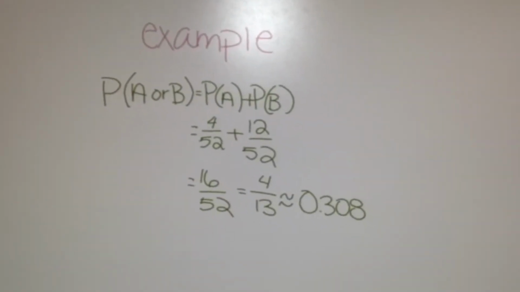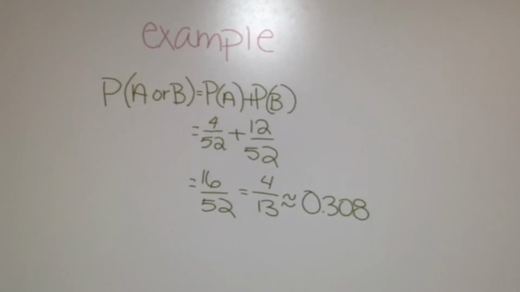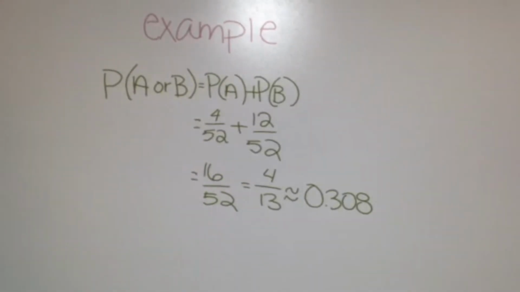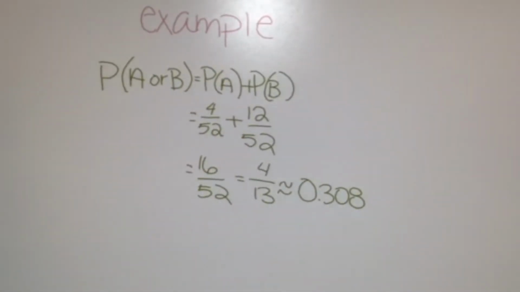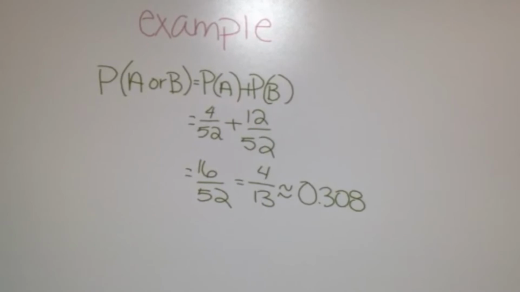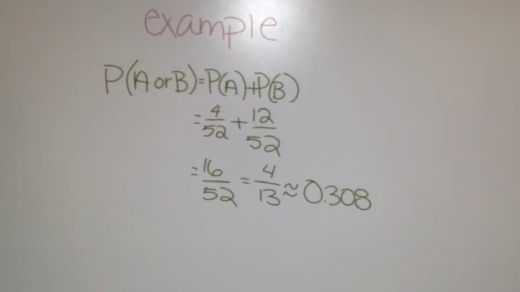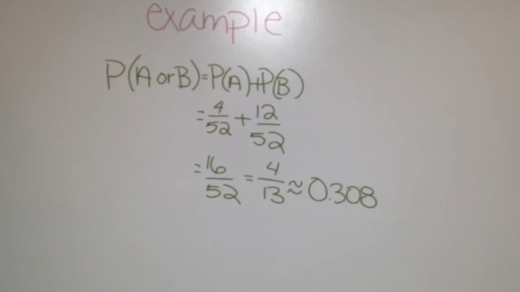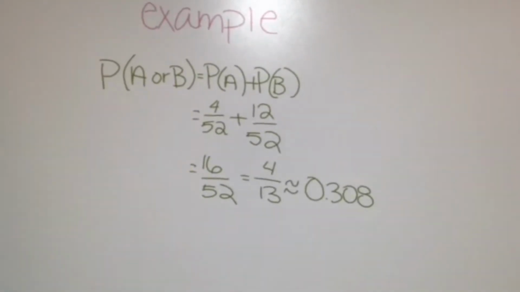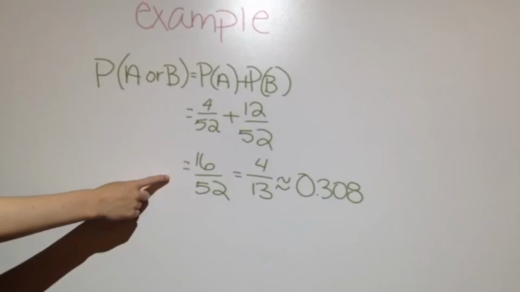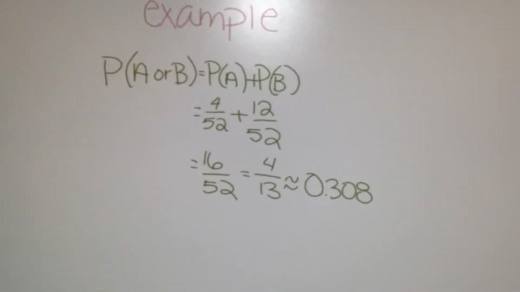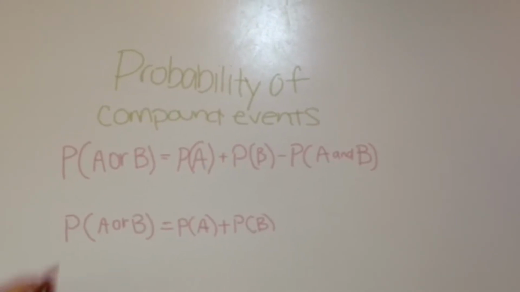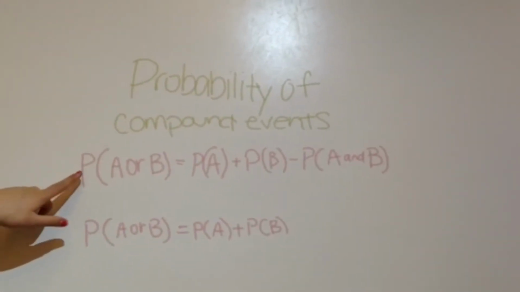Solution. Let event A be selecting a 10 and event B be selecting a face card. A has 4 outcomes and B has 12 outcomes. Because A and B are disjoint, the probability is 4 over 52 plus 12 over 52 equals 16 over 52, which is approximately 0.308.